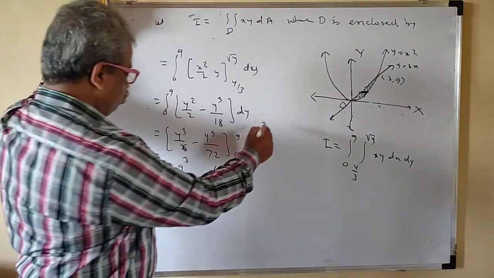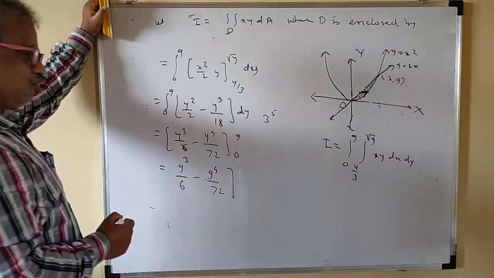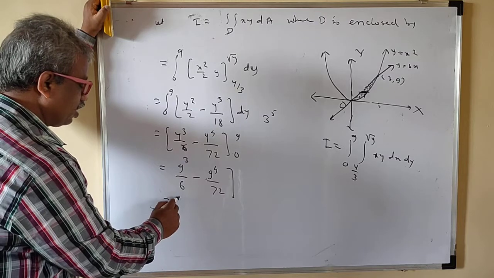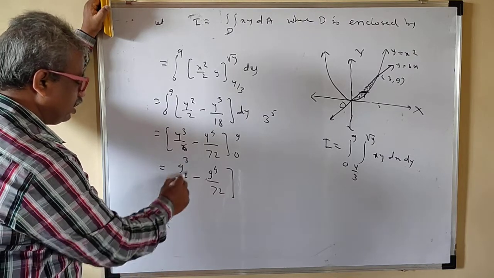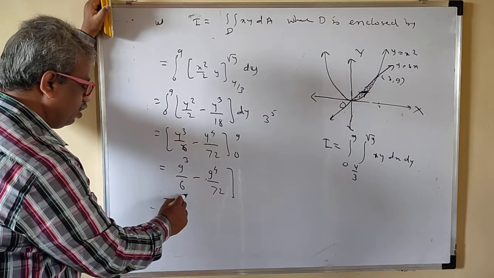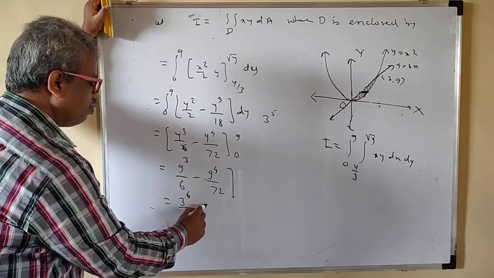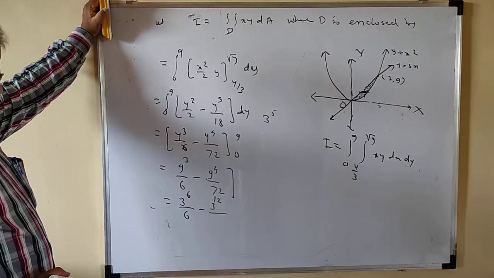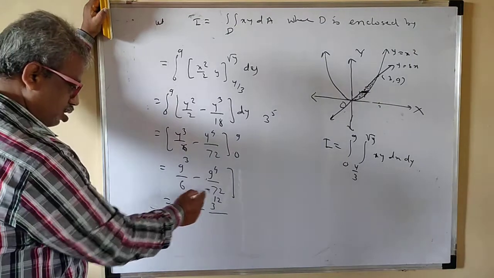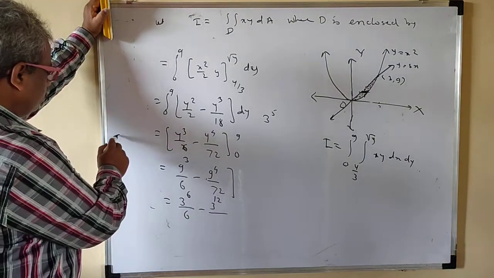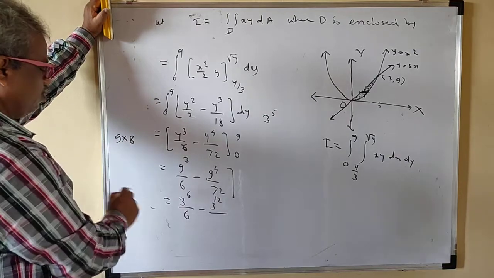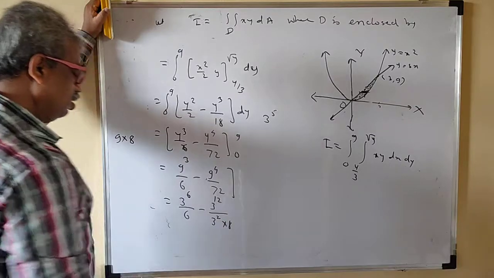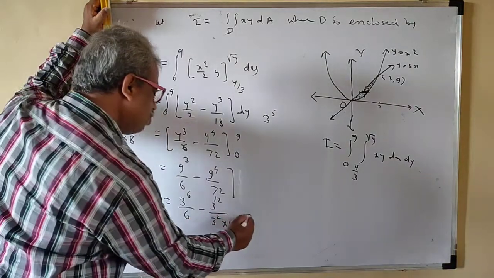So what is that? 3 to the power 5 now. Right? 3 to the power 5, 1. So now here 1 3 get cancelled. Here, 1 3 get cancelled, so this is 3 square. This is 3 to the power 6, minus this is 3 to the power 12. Right? So this is 9 into 8. So this is 3 square into 8.